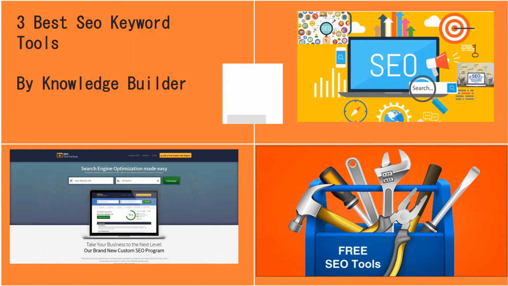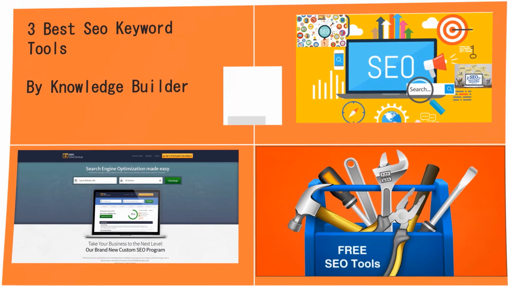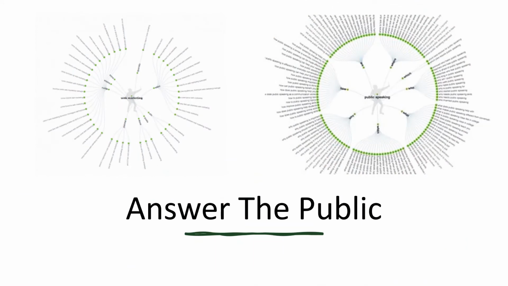1. Answer the Public. Find 150 plus keyword ideas in seconds. Most SEO tools get their data from the same place, the Google Keyword Planner. Answer the Public is different. This awesome tool finds questions that people ask on forums, blogs and on social media. And it turns those questions into awesome keywords.